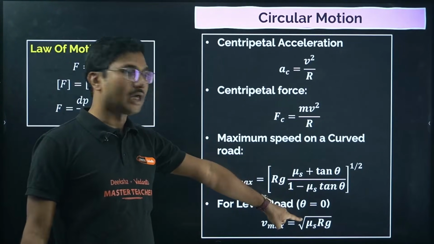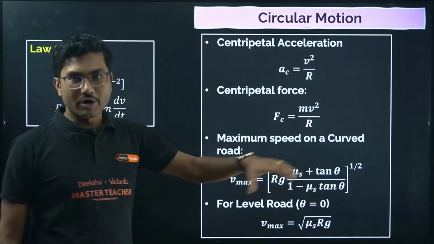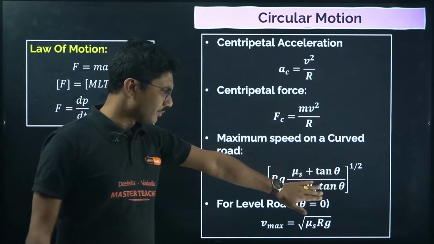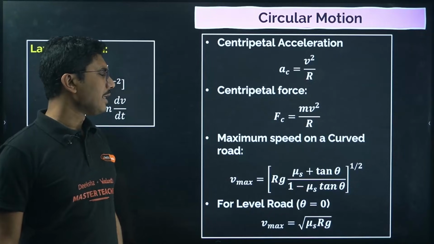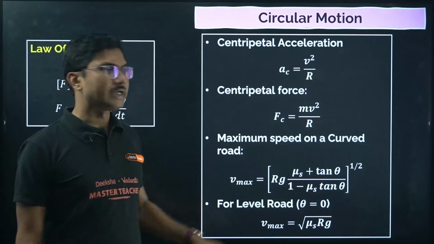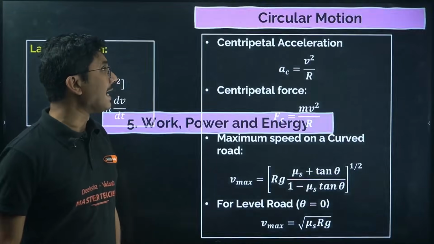This is with angle, this is without angle. This is a level road, only friction is there. This is a banked road where the angle is there. Generally it is not super common in your PU1, but again, as I mentioned, if you are preparing for any competitive exam, this formula can be very, very handy as well.